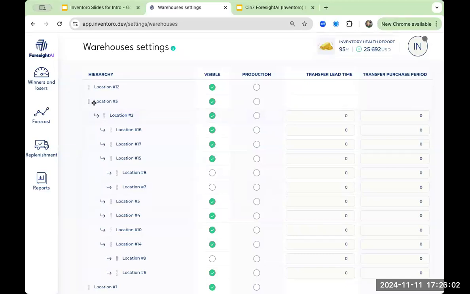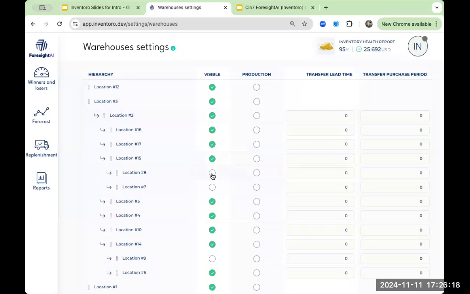So all the goods are going to be shipped to location 3, and then they flow. Some of them will flow to location 2, and then location 2 feeds into 16, 17, and 15. So 15, 16, 17. That's something to note if you haven't already set that up.